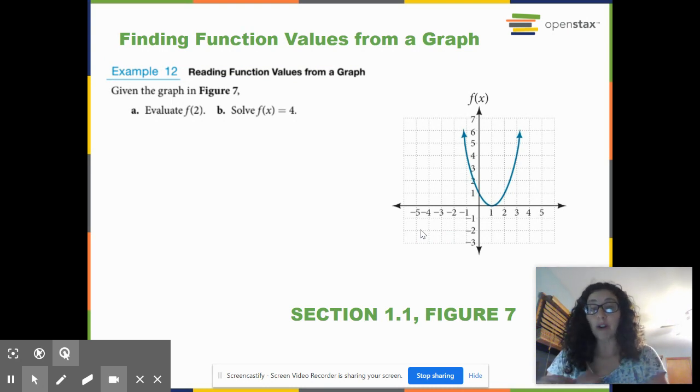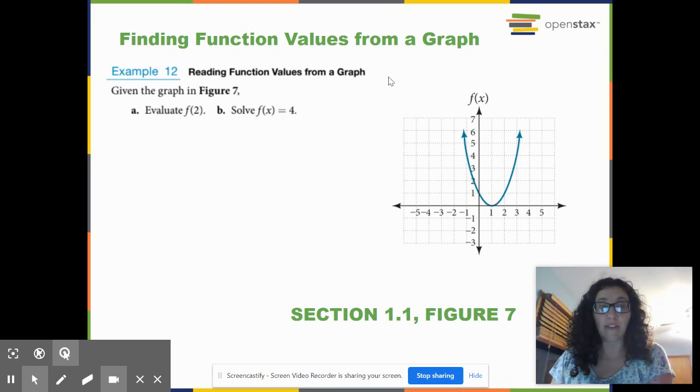All right, so now let's talk about graphs. Finding function values from a graph. Here we've got a graph of a function, f of x. It looks like a quadratic, looks like a parabola, right? We're going to do the two things, evaluate and solve. If we evaluate f of 2, our input is 2, so we go along the x-axis. There's our input value, 2, and our output value is the y value of that point. So the output value is 1, so f of 2 is 1.